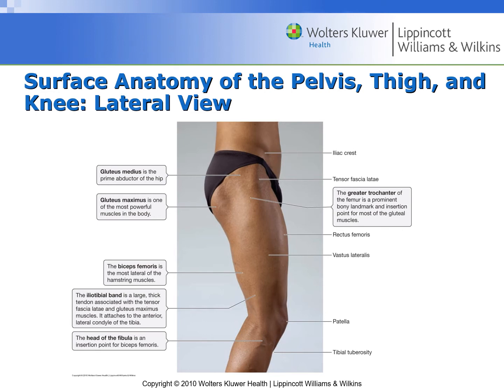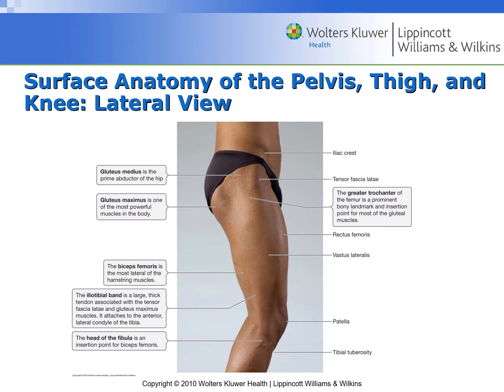And now we will take a look at the surface anatomy of the pelvis, thigh, and knee from a lateral view. Beginning from the left-hand side most superiorly, we see the gluteus medius. The gluteus medius is the prime abductor of the hip. The gluteus maximus is one of the most powerful muscles in the body. The biceps femoris is the most lateral of the hamstring muscles.